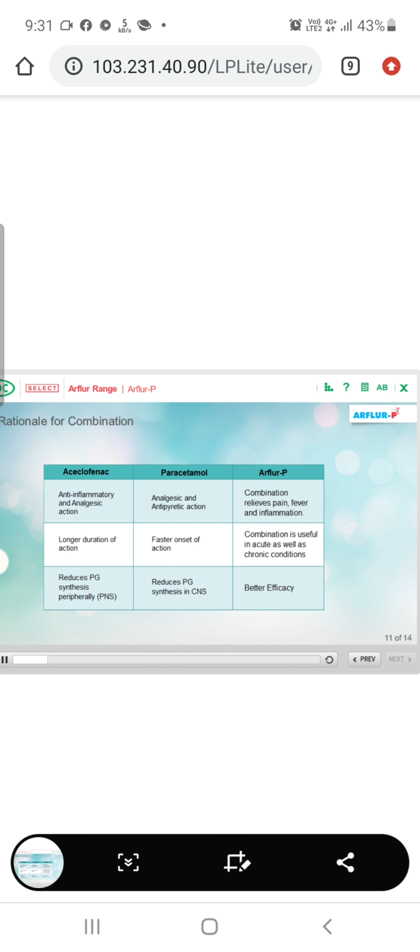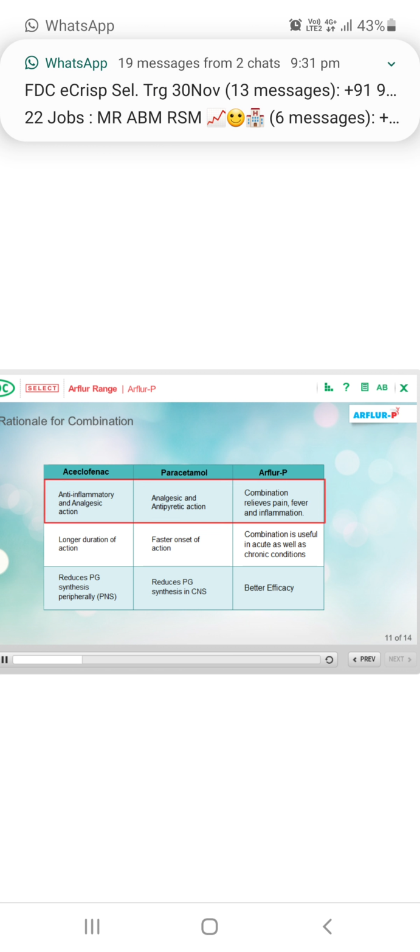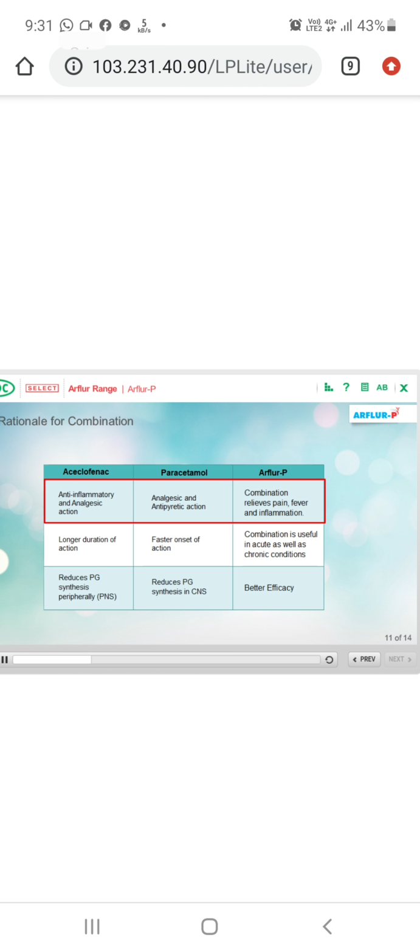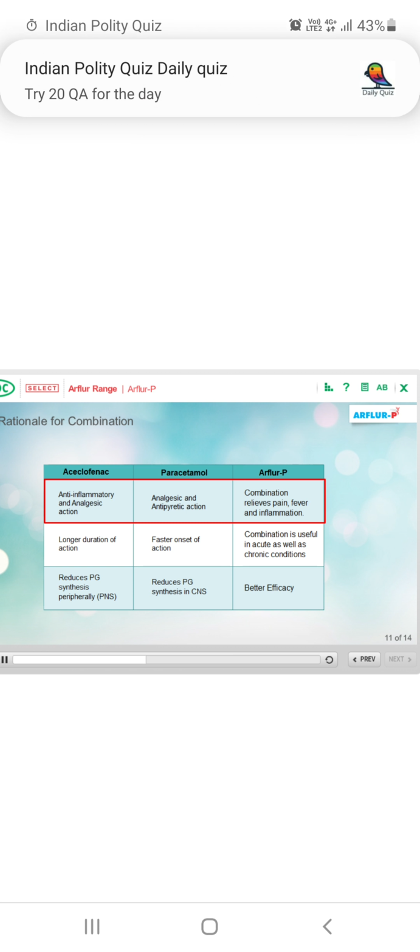Let's look at the rationale for the combination of aceclofenac and paracetamol. In the treatment of painful, inflammatory and febrile conditions, aceclofenac acts as anti-inflammatory and analgesic, whereas paracetamol acts as analgesic and antipyretic. Thus, the combination relieves pain, fever, and inflammation.